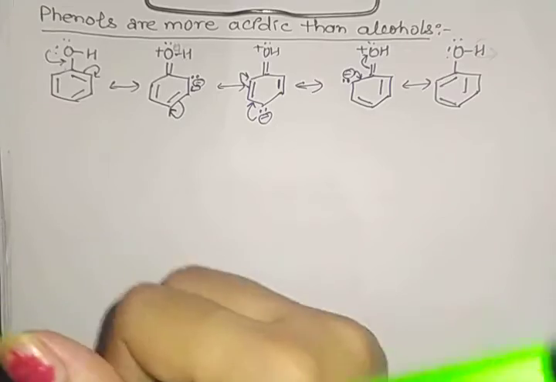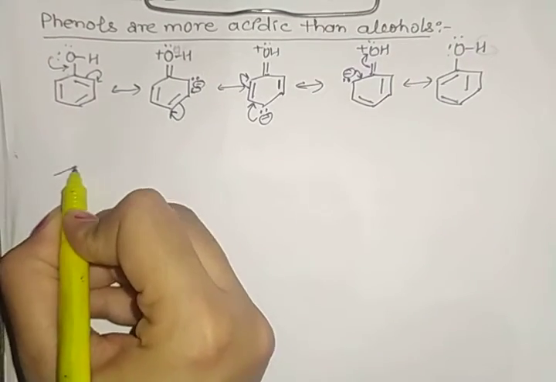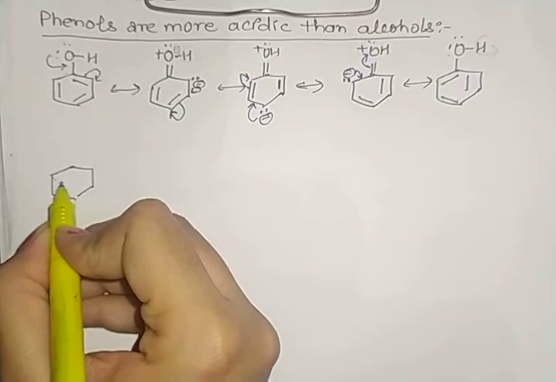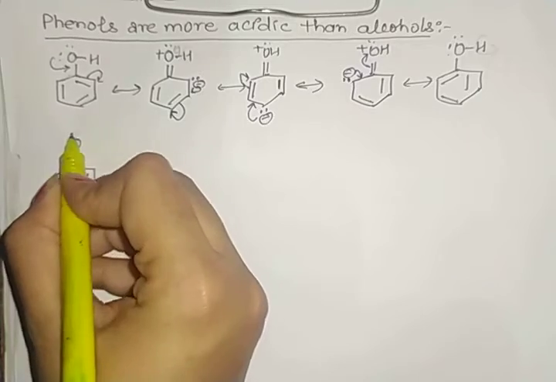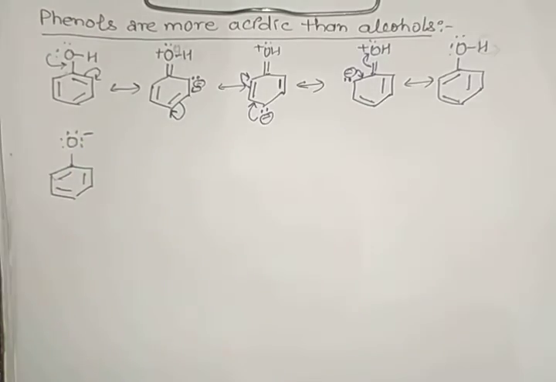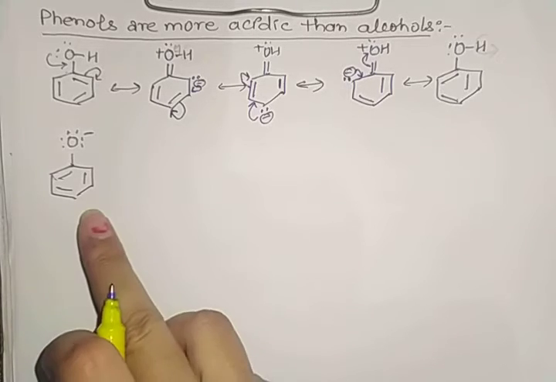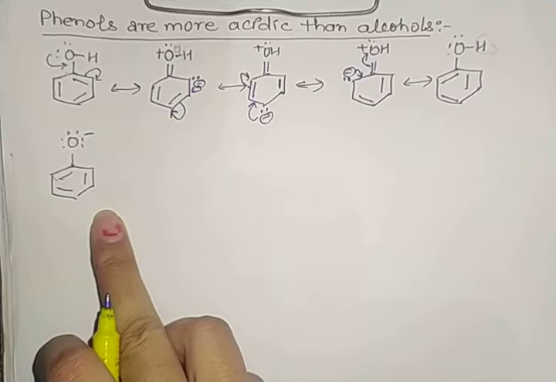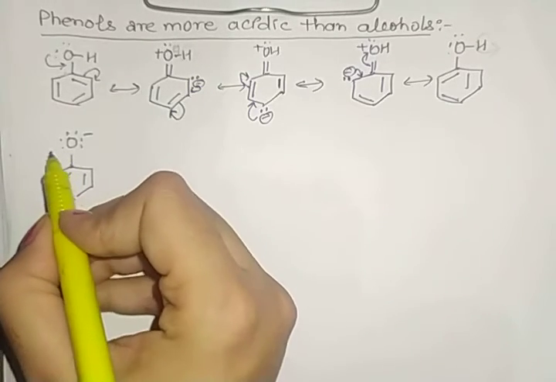So what they form is the phenoxide ion. As I am writing, the phenoxide ion is a benzene ring, to which we write a single bond to O with three pairs of electrons plus a negative charge. Clear? Again, if we want to draw the resonating structures for the phenoxide ion, it may also be drawn like this. How?